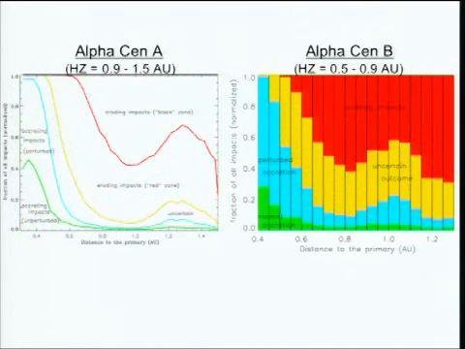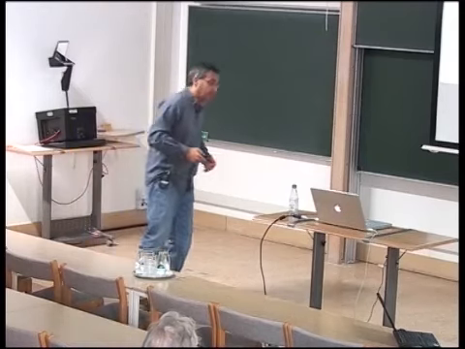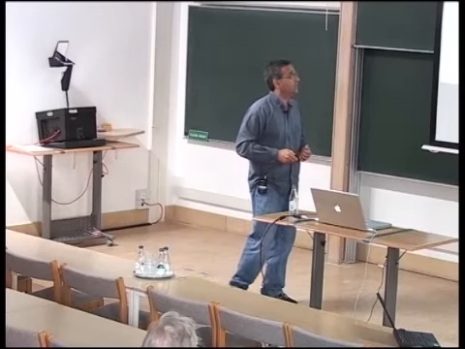The same thing this time for Alpha Centauri B and A in the habitable zone, basically showing that for the habitable zone of A, between 0.5 and 0.9 AU, it's hard to form something there, and the same for B, it's going to be hard to form something there as well because the region is not friendly to collisional accretion.